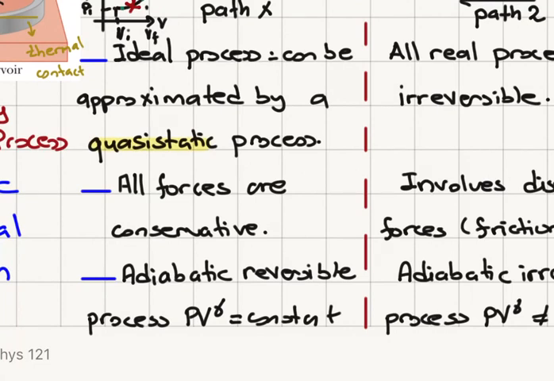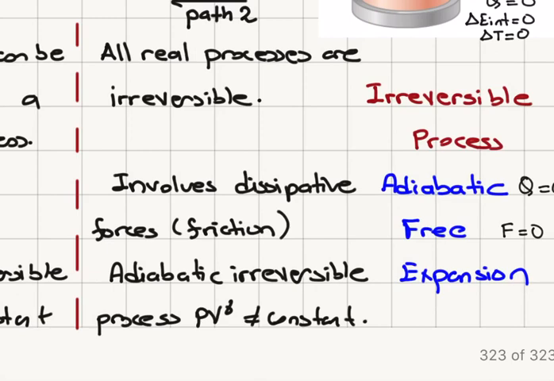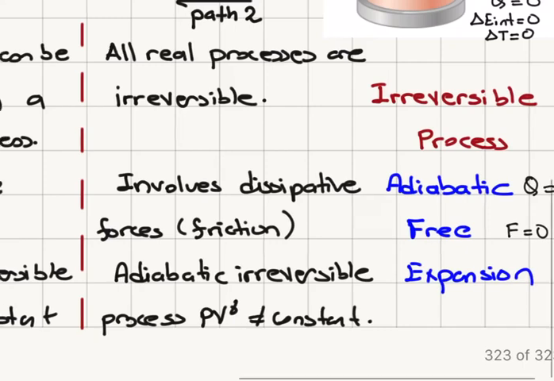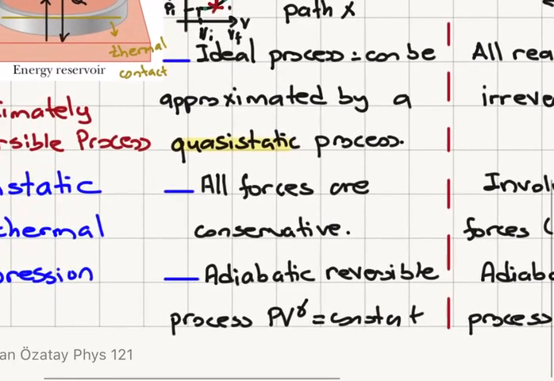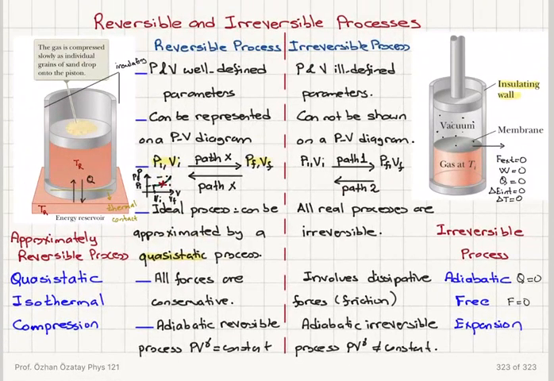Therefore, in an adiabatic reversible process, you have PV to the gamma is a constant. However, in this adiabatic free expansion process, because it's irreversible, pressure and volume are not well defined throughout the process, and PV to the gamma is not a constant. So this theory that we have developed only applies to reversible processes, idealized processes that can be approximated by doing the processes quasi-statically, very slowly and keeping the equilibrium conditions at all times.